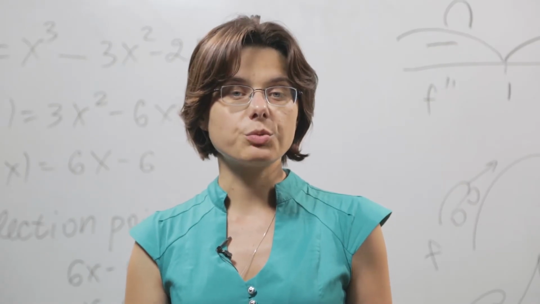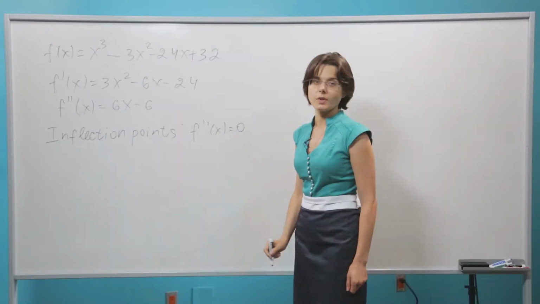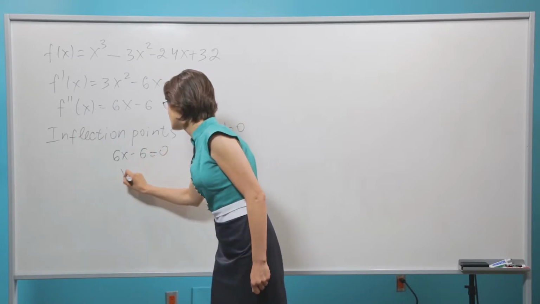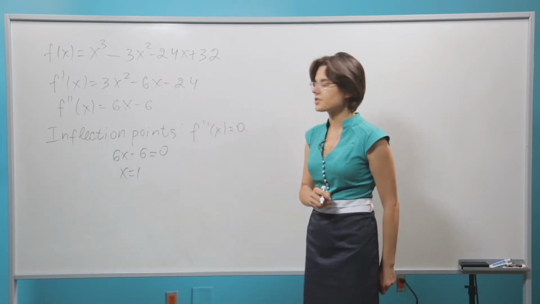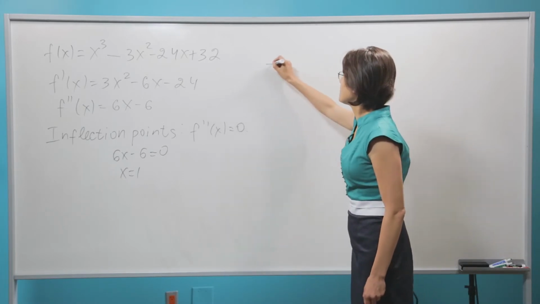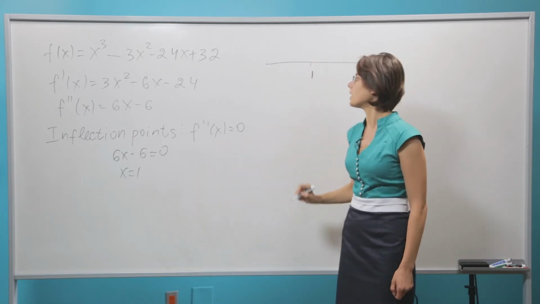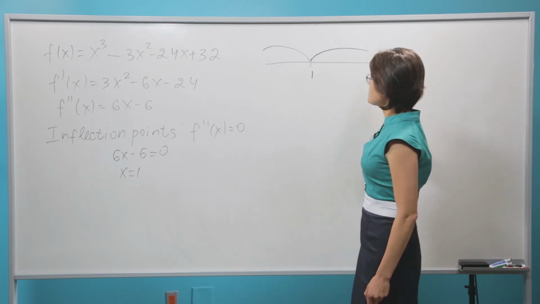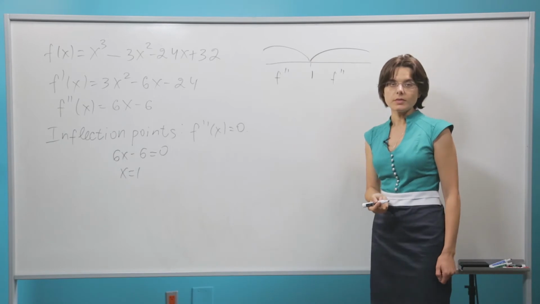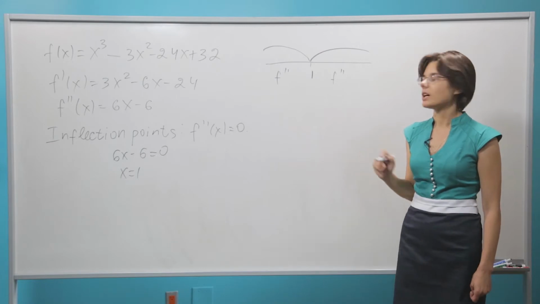Now we have to find inflection points. Inflection points are points at which second derivative is equal to 0. We take second derivative, make it equal to 0, and we find that we have point x equal to 1, which is an inflection point. Now, as before, we take the domain of our function, subdivided by the inflection point x equal to 1, and now on each subinterval we have to check the sign of the second derivative. If second derivative is positive, function is concave up, and if it's negative, function is concave down.